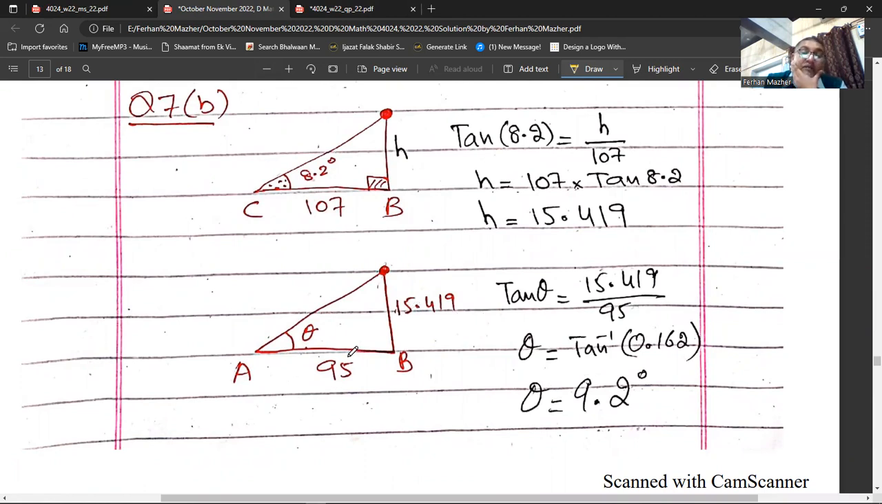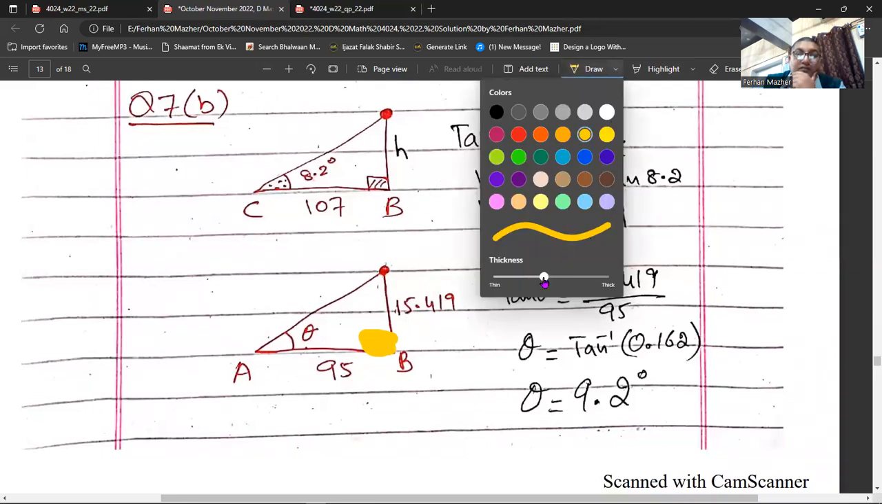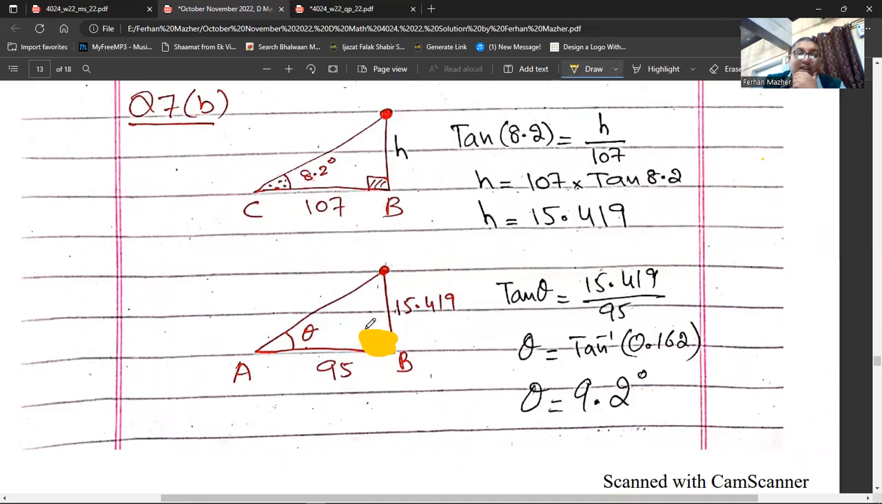Then in this diagram, I apply the tan, and I know that this angle is 90 degrees. I know this, which is the perpendicular. I know this, which is the base. I want to find out this angle, so I will apply tan. So tan theta will be equal to the perpendicular by base. That's 15.419 divided by 95.